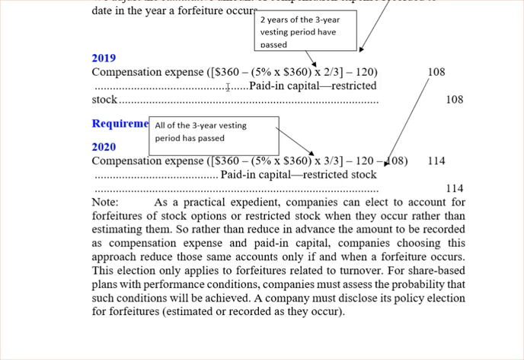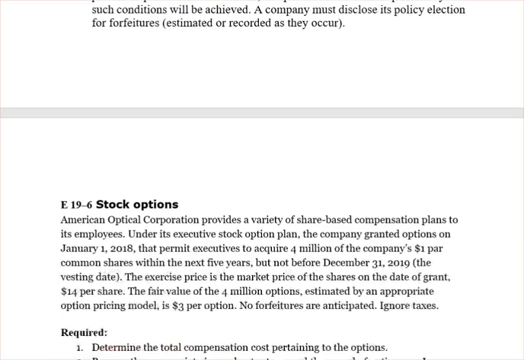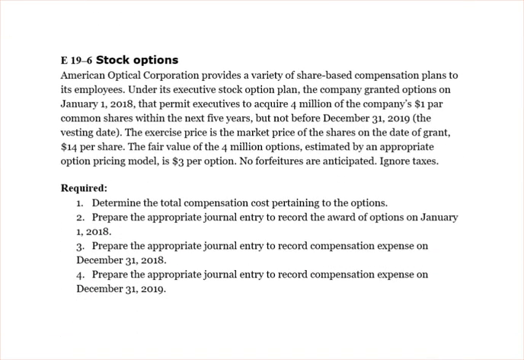I suggest instead of working through this problem, you go back to your PowerPoints and you look at that problem where we had a change in estimate. And then the other thing with this, of course, is that you get the option of accounting for forfeitures when they actually occur versus doing your estimate.